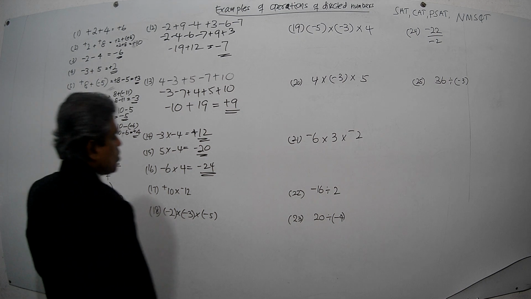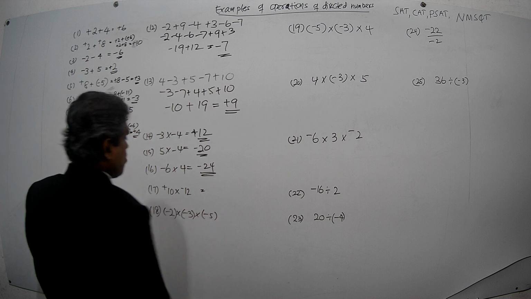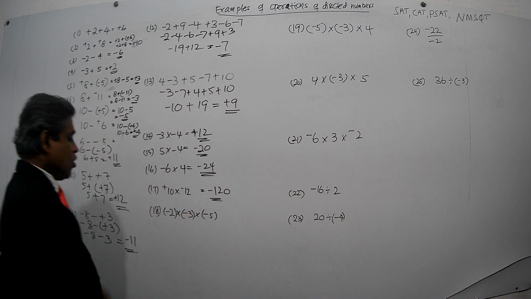When you multiply two numbers of different signs, the answer is always negative. 10 into minus 12: you multiply 10 by 12, it is 120, so minus 120. Now go to the next one, 18.